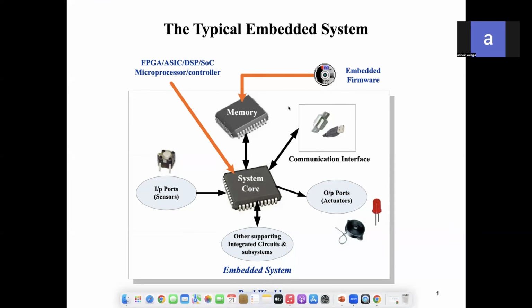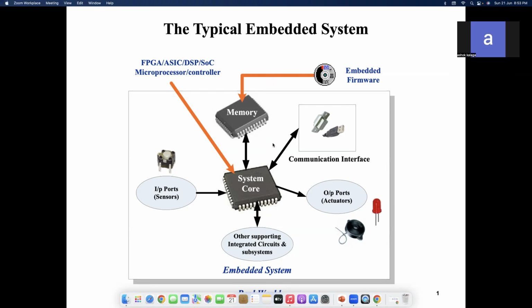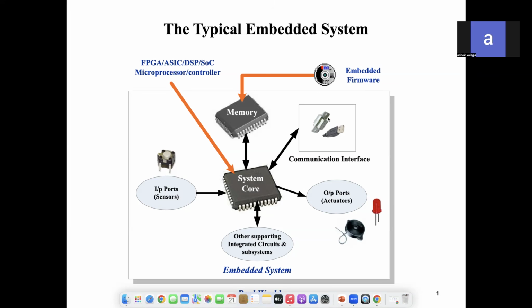And this system core can be either FPGA, ASIC, DSP, or SoC. FPGA stands for Field Programmable Gate Array, ASIC for Application Specific Integrated Circuit, DSP for Digital Signal Processor, and SoC for System on Chip. Microprocessor, it can be a processor or controller. And there is a communication interface. So if we need to transmit the processed data from one system to another system, we need a communication interface. So this is the general block diagram of an embedded system.